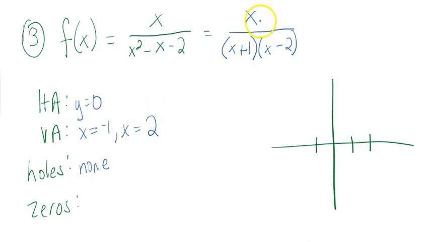Then the zeros, what gives me 0 on the top, would be 0. So 0 at x equals 0. Okay, and then I come over to my graph. Horizontal asymptote at y equals 0 would be on top of our x-axis.